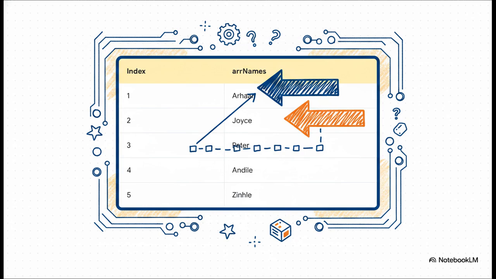This brilliantly illustrates exactly how that index works in practice. Let's take an array named arrNames. By the way, we use that lowercase arr prefix as a standard naming convention. If we want to access the name Joyce, we don't need a totally separate variable called student2. We just look at index 2 of our container, because arrNames[2] points directly to Joyce. Index 4 points directly to Andile. The index number directly and perfectly corresponds to the specific string value stored in that exact slot.